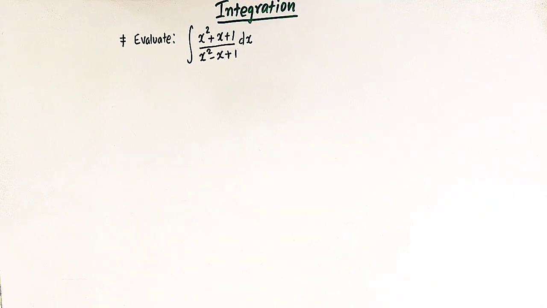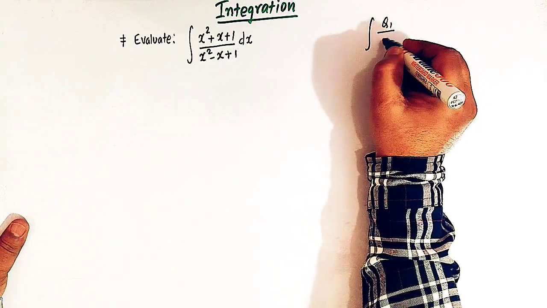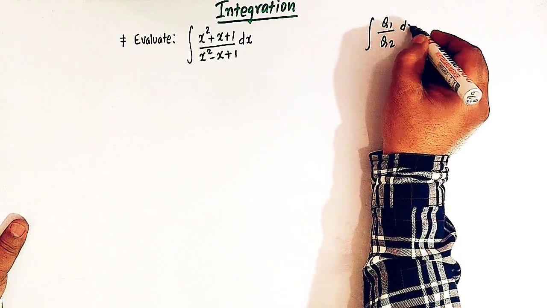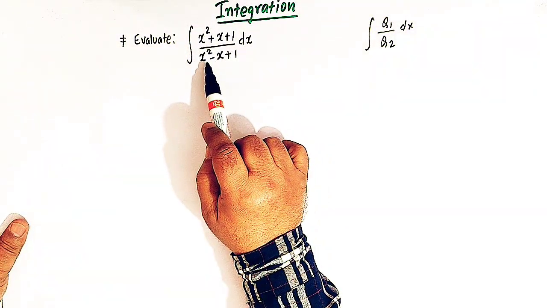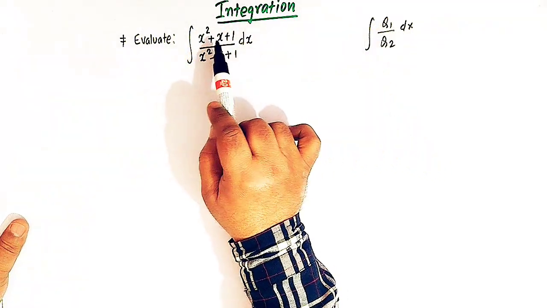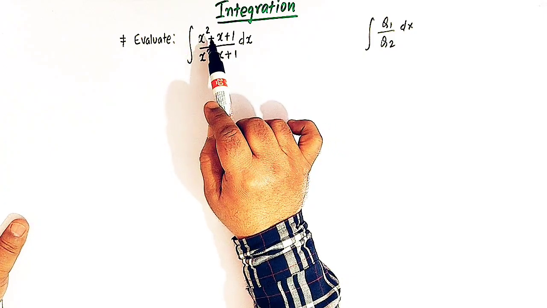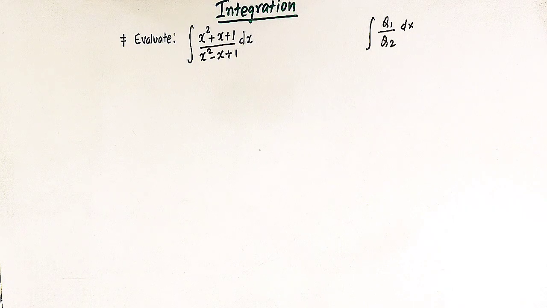Hello viewers, in today's session we are going to discuss another important form of indefinite integration, in which the integrand is of the form quadratic over quadratic. So in this lecture we are going to integrate a function in which the numerator is a quadratic function and the denominator is also a quadratic function.